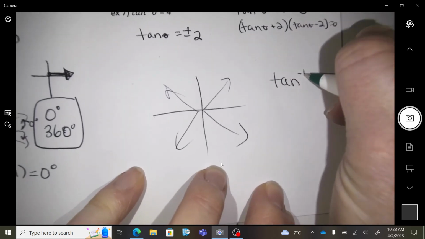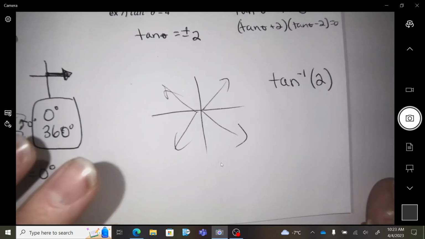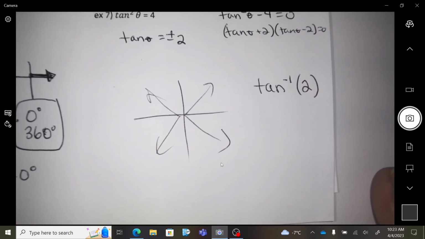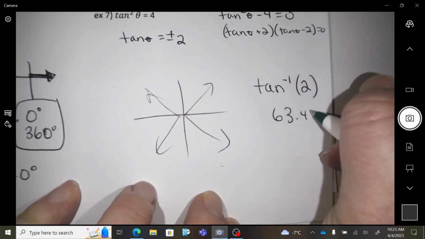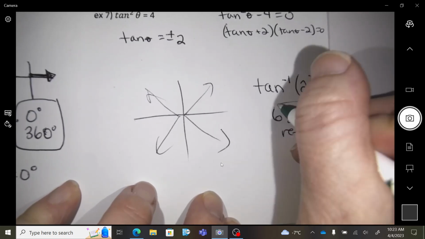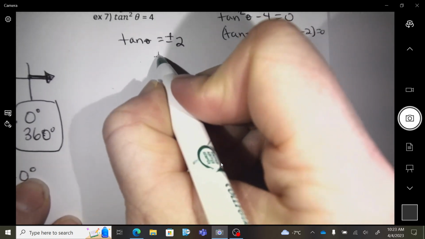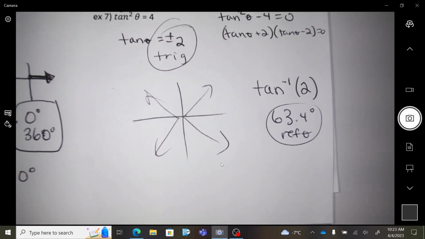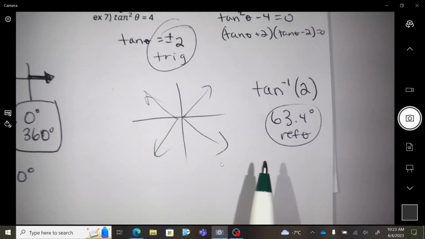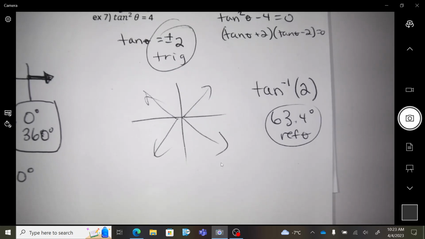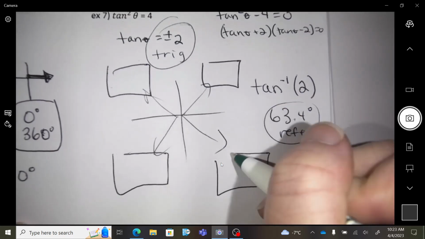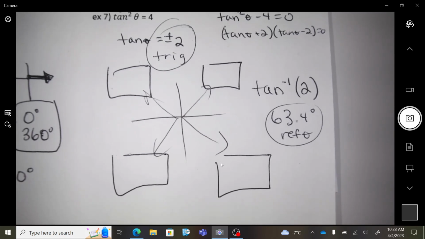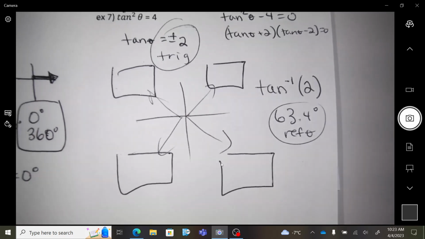Now, so quadrants, reference. So get a reference amount. So trig value, Astica, reference, final. Okay, see if you can get all 4 answers there.